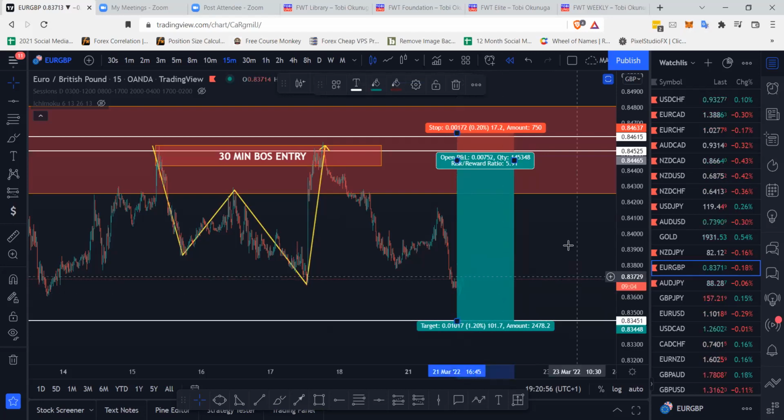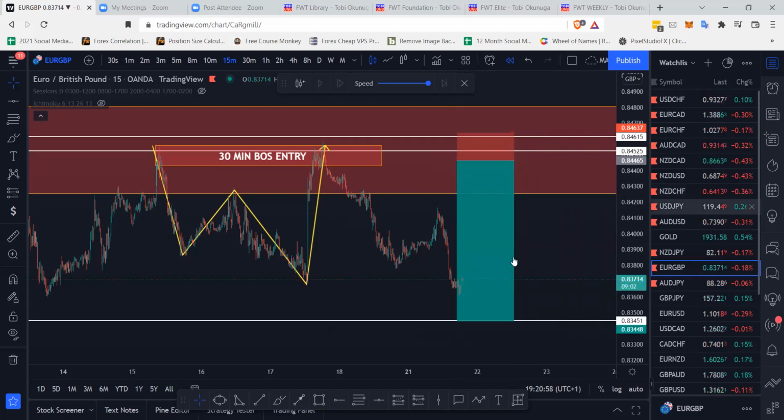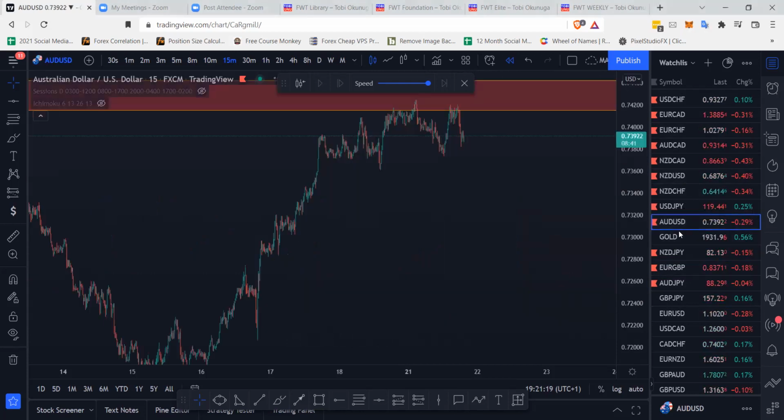Okay. Now, so Val asked a question on the group. I think he said that we should check out AUD USD. So if you're on this call and then you also want us to check out some other pairs, please just type it in the chat box and then we'll analyze it together. AUD USD. Okay, we'll do that next.